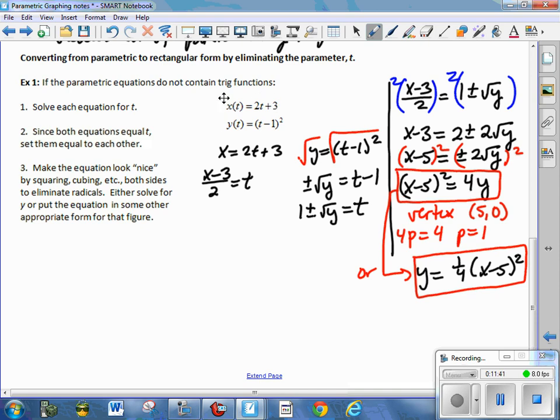I want you to start seeing the connection between the rectangular form and the polar form for those particular figures, and see if you can come up with some general thoughts about that. So that's the second part, and then we'll build on that tomorrow and continue with the notes.